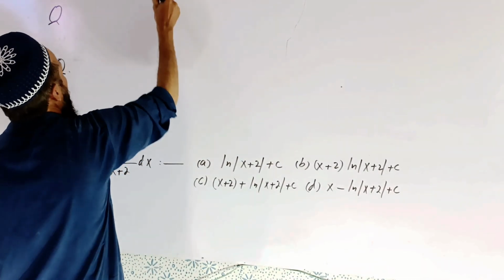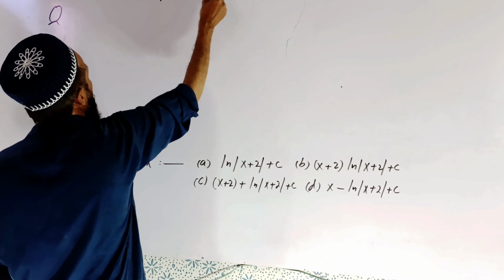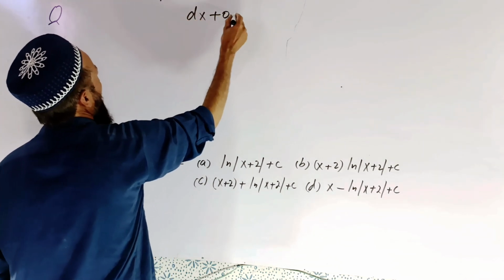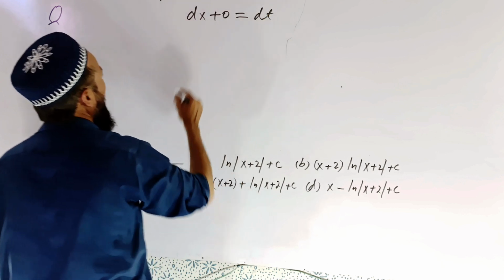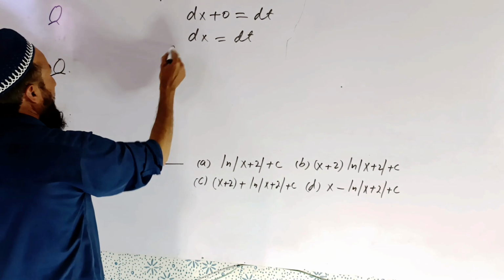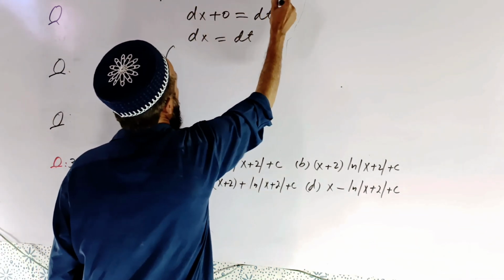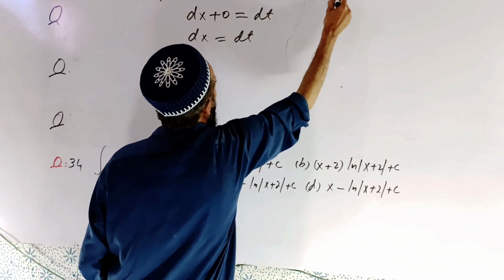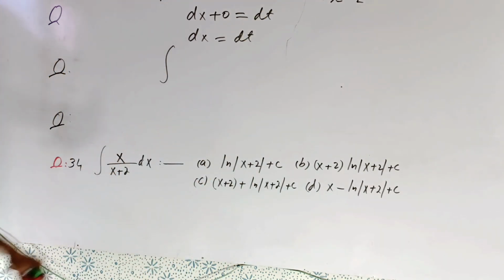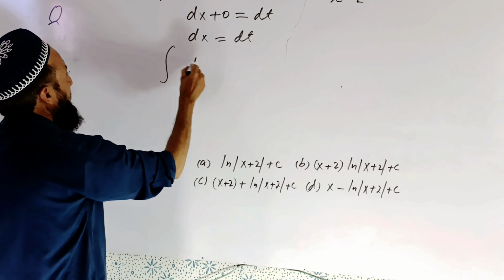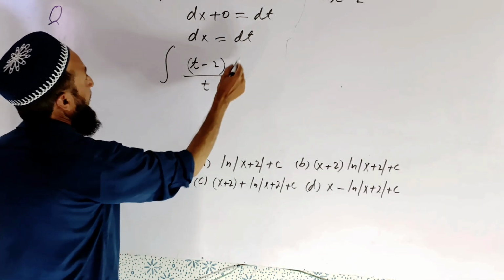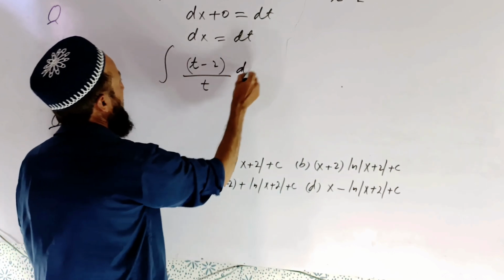Put here x plus 2 equal to t. Now differentiating with respect to x, 2 is a constant value, its derivative is 0, so dx is equal to dt. Now we substitute the result here, and x is also required, so we can write x is equal to t minus 2. We change it here because x is available in the numerator. We put the value of x is equal to t minus 2, and x plus 2 we put as t, and dx is equal to dt.